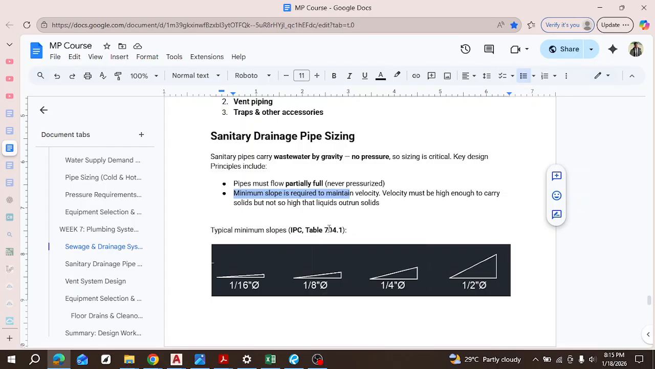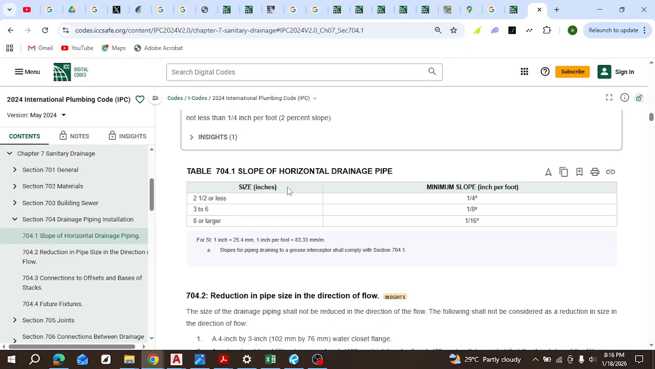Let's even go to this table and see what it says. Okay, you can see the table here in IPC 2024. I'm sure California's code has something equivalent. So these are the slopes, and it works for these sizes of pipes in diameter. Most times in my design I use this one in the middle, because that is where my sizing falls into.